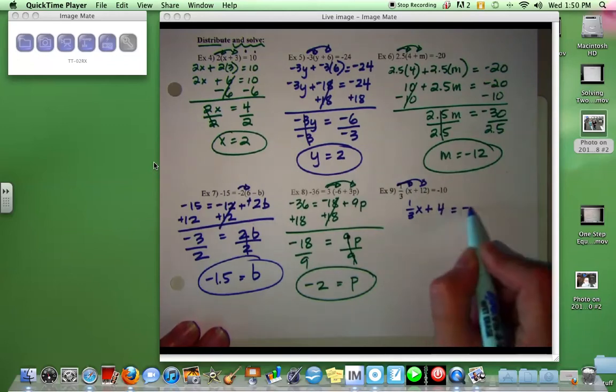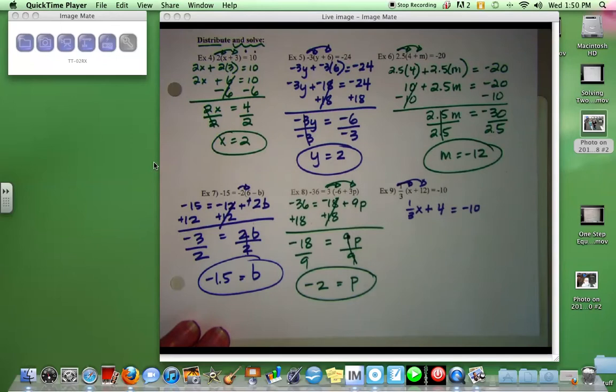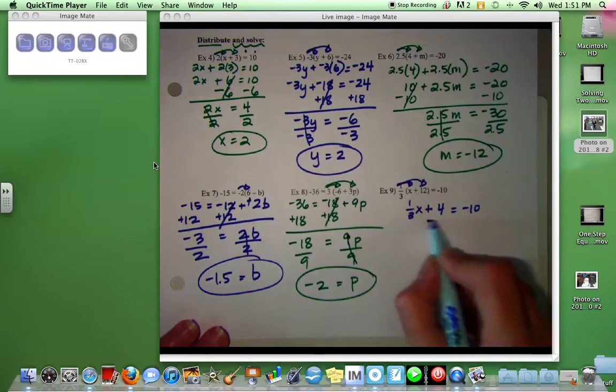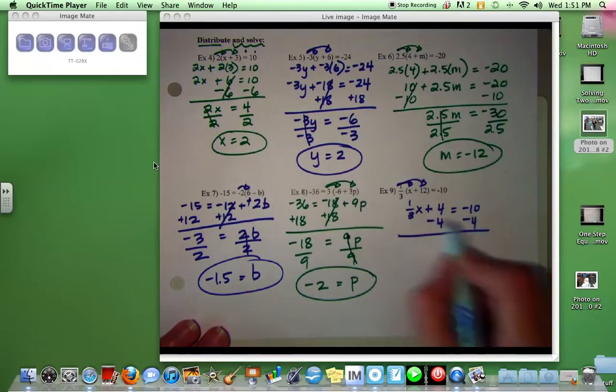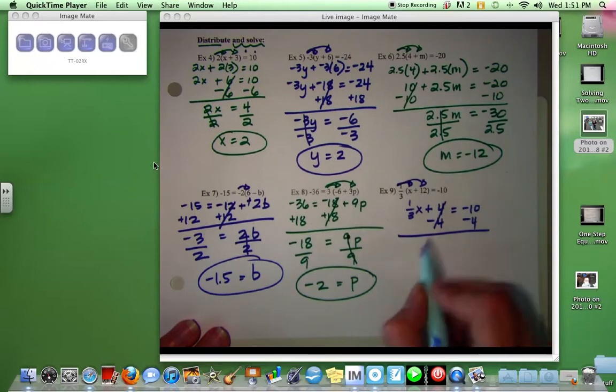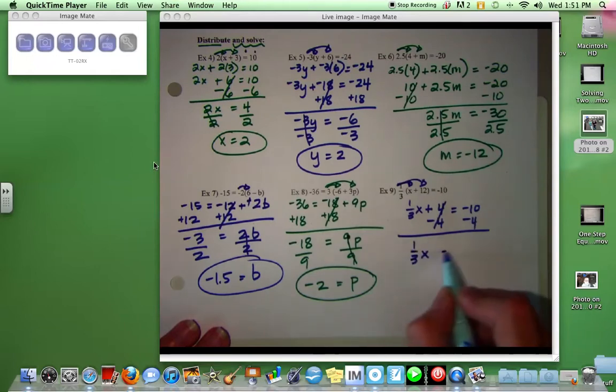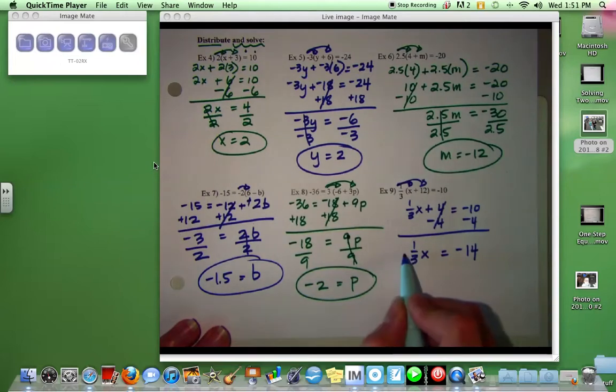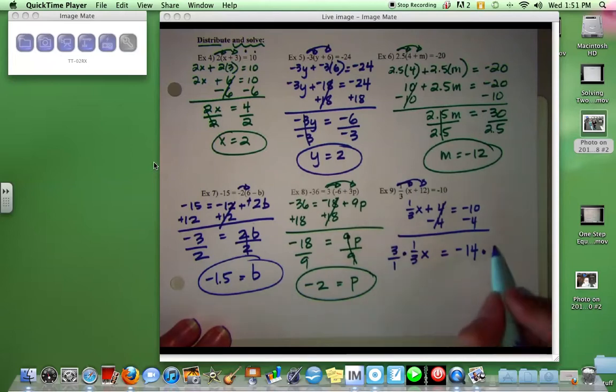Equals negative 10. And then you would subtract 4 from both sides. It's 1/3 times x equals negative 14. Now what are we going to do to both sides? Divide by 1/3, or multiply by the reciprocal. So x equals negative 14 times 3 divided by 1.